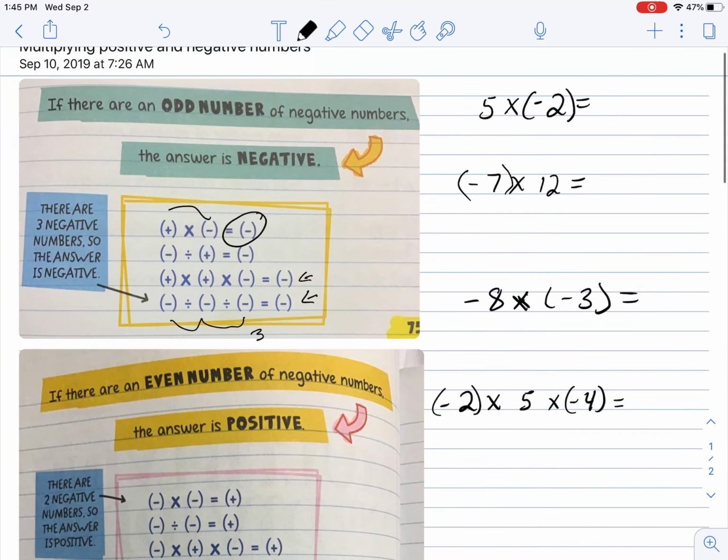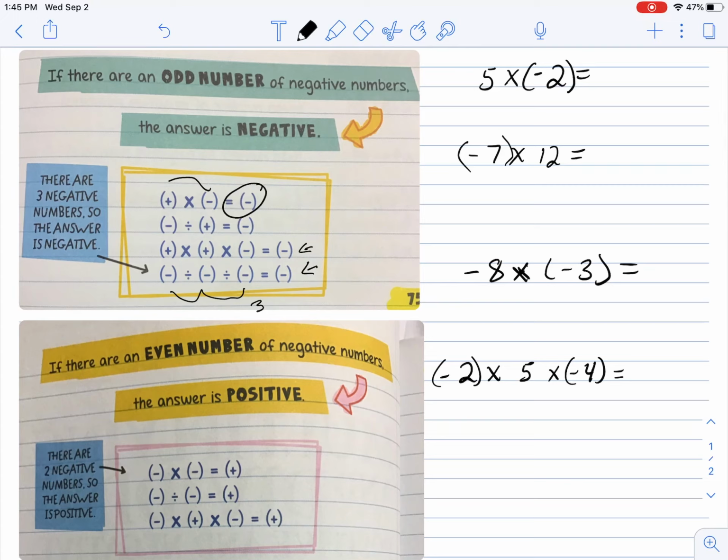So how this works, so we've got 5 times a negative 2. So you're going to treat it just like a normal multiplication problem. So 5 times 2 is 10. Now there's one negative, so we're just going to put our negative in front. That's going to make your answer negative. So same thing here, negative 7 times 12. 7 times 12 is 84. And there's one negative, so it becomes a negative 84.